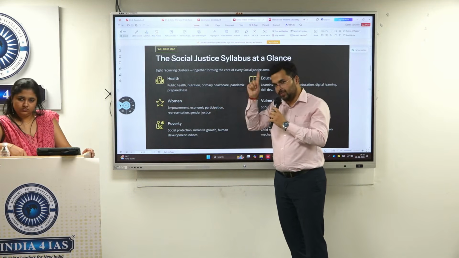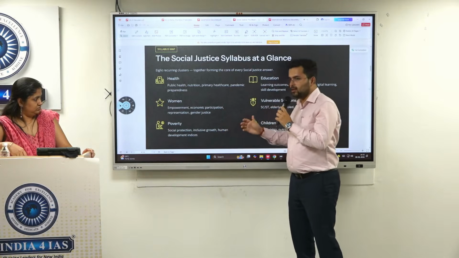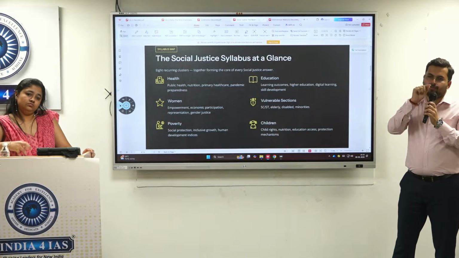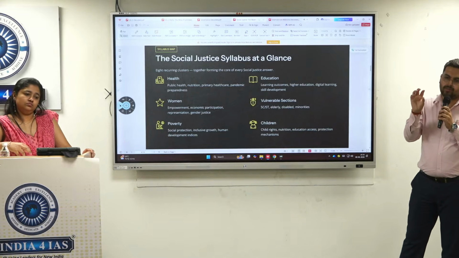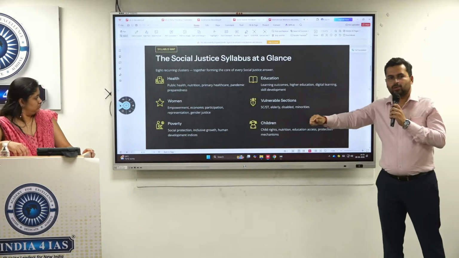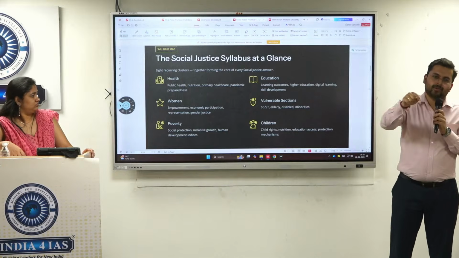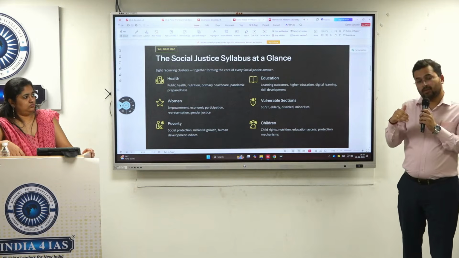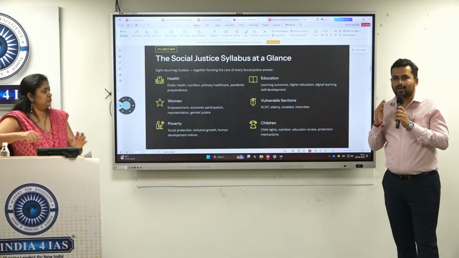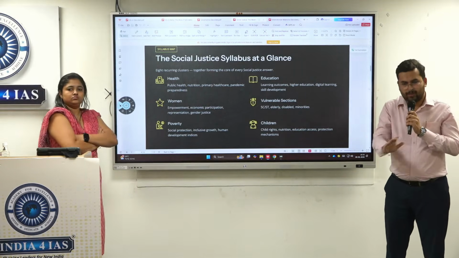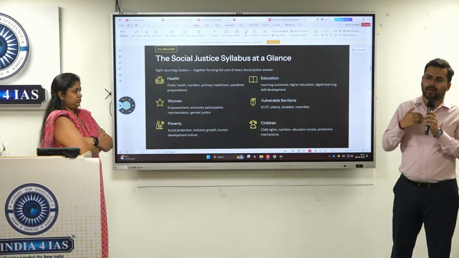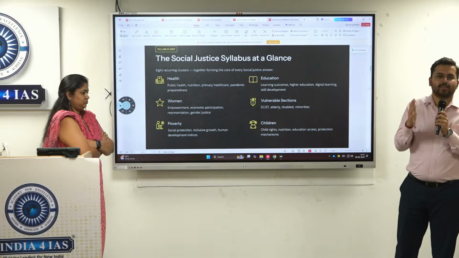Don't think any particular topic fits into only one part of a particular paper. It can be used across papers 1, 2, 3, 4. All of that can be utilized, even if it is relevant to your optional paper, there also. Try to think of all of this as paper-neutral content. So you will have maximum utility from all of this effort.